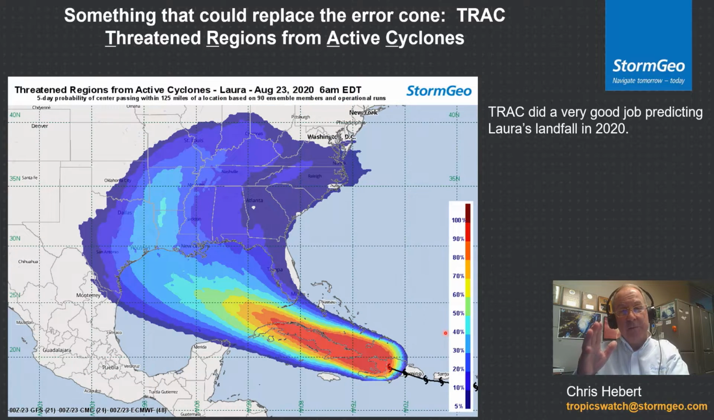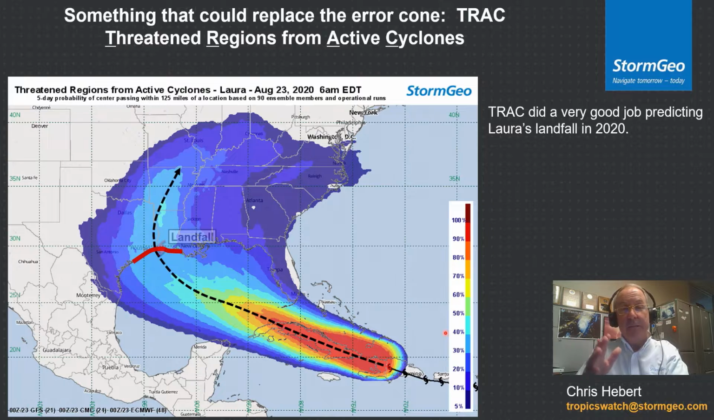Now, something that we've developed in recent years to take the place in the future of this error cone is something called our track guidance, threatened regions from active cyclones, where we take a group of models and their ensemble runs. An ensemble run is an additional run of a model that starts out with a slightly different initialization because we have a lot of uncertainty over what's happening out there in the upper atmosphere across the tropics. And a good deal of uncertainty means that you might have picked the wrong initialization of the model to begin with, and so there might be some error in the forecast.